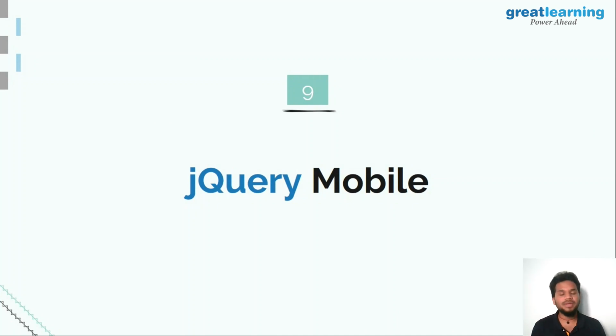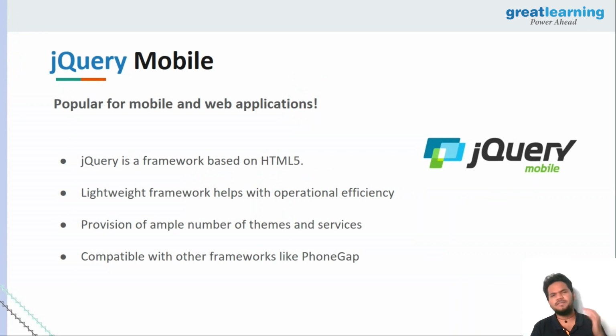So guys, with this we come to number 9. Number 9 is jQuery Mobile. Now jQuery Mobile is a very popular framework whenever it comes to anything in terms of web application development or mobile application development, right? So for all of you guys who might not know this, jQuery Mobile is actually a framework that is based completely on HTML5. It is very lightweight in nature, which ensures that whenever you're writing the code using this framework, you're very efficient at what you do, and the throughput that it portrays is very efficient as well, right?